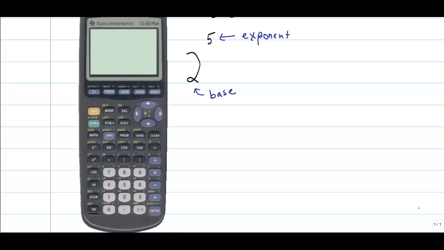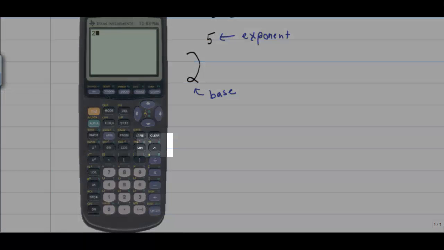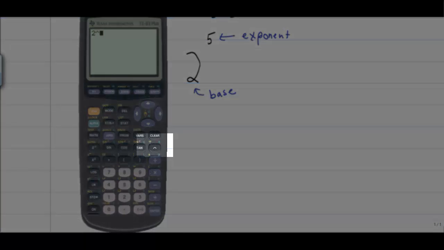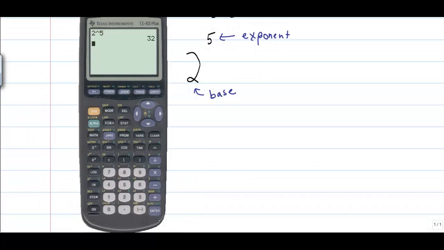Let's do a little bit of definitions. When I talk about an exponent, like 2 to the 5th, this 2 is called the base of the exponent. The 5 is called the exponent. If I wanted to do this on the calculator, all I would do is type 2 and then use this caret and then 5 for the 5th power and enter, and it would give me the answer 32.